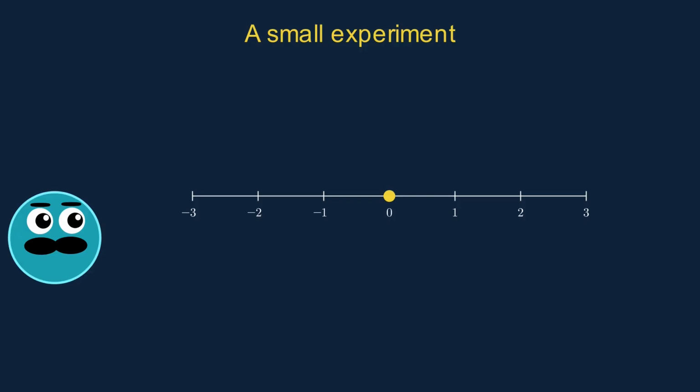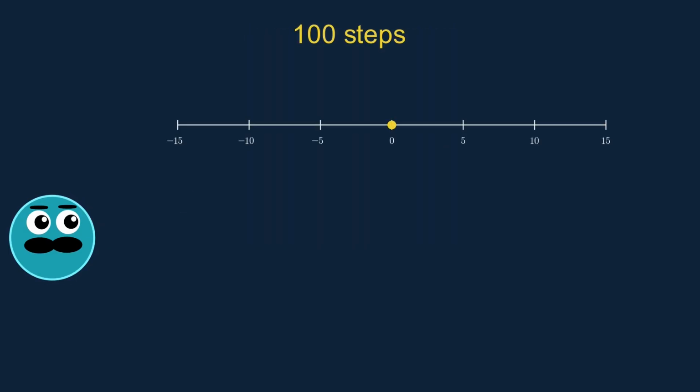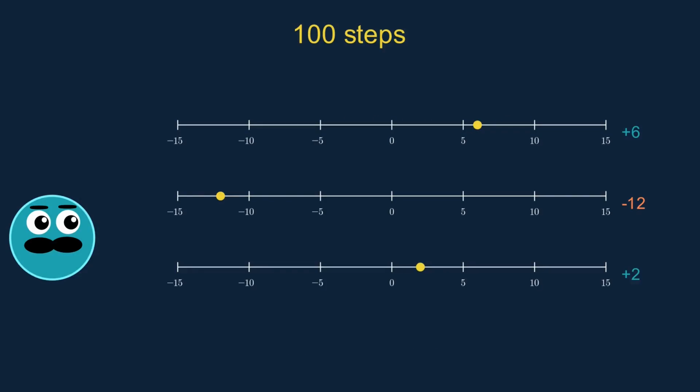We start at 0. Then we flip a coin. If it lands heads, we add 1. If it lands tails, we subtract 1. So, after one step, we are either at +1 or at -1. After 2 steps, we might be back at 0. And after 100 steps, well, let's run it. And we get some value. Maybe it's 6, maybe it's -12, maybe it's 2. But usually it is not exactly 0.